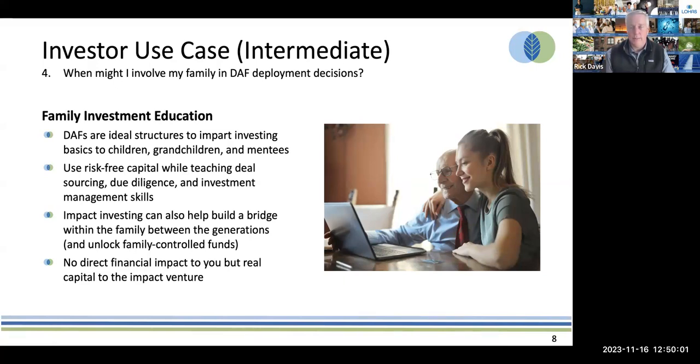because it's an opportunity to use risk-free capital to teach deal sourcing, due diligence, investment management skills, where it's funds that have already been set aside, but are very real things that you should be thinking of as an investor, that each of you have studied as investors to get better at. And here's a way to impart that to the next generation or parties that you're trying to work with.